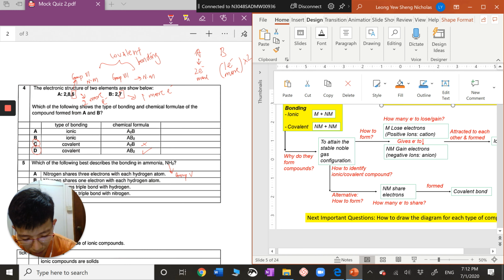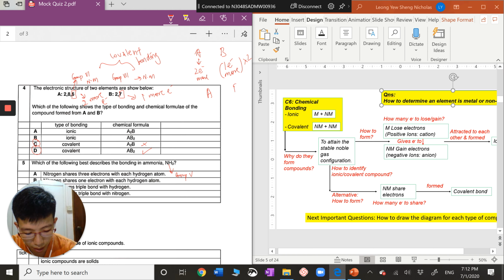So this means I need 1 A and 2 atoms of B. So it will be AB2, which is option D. So 2 electrons, 2 electrons.